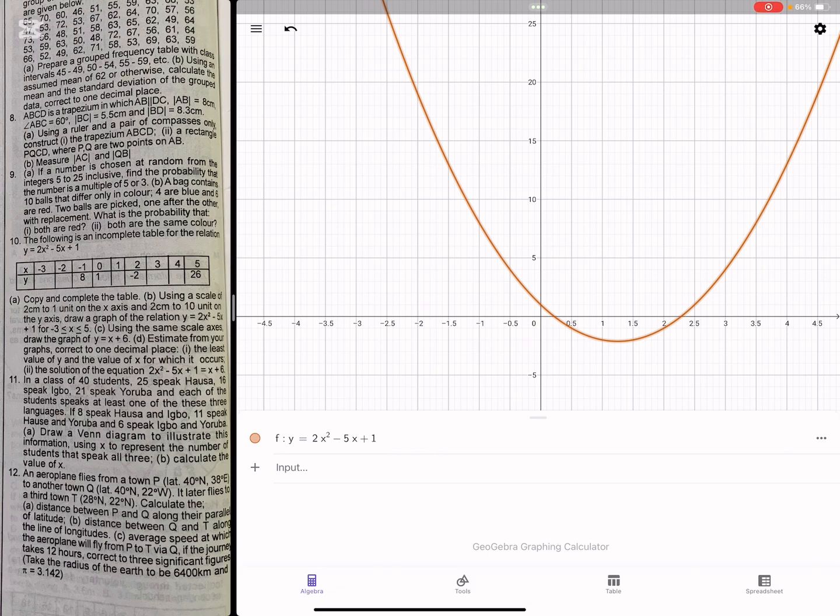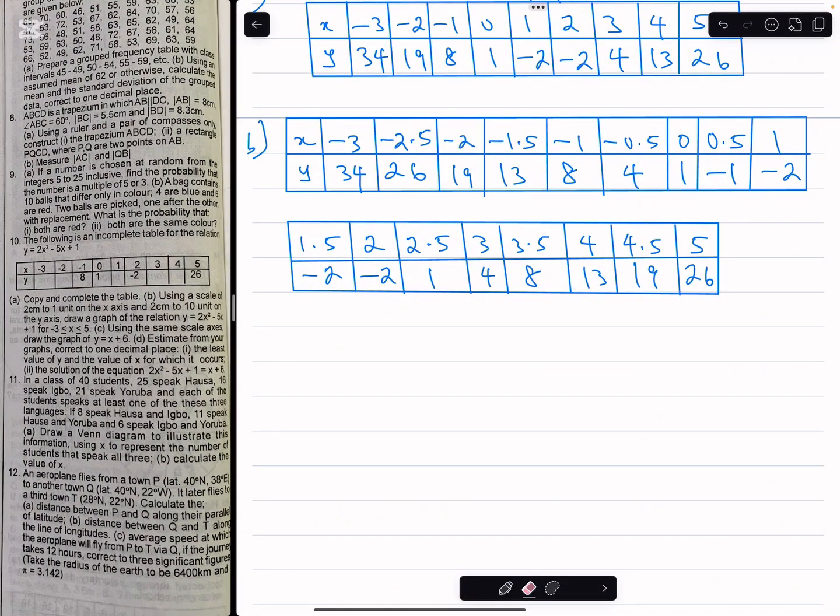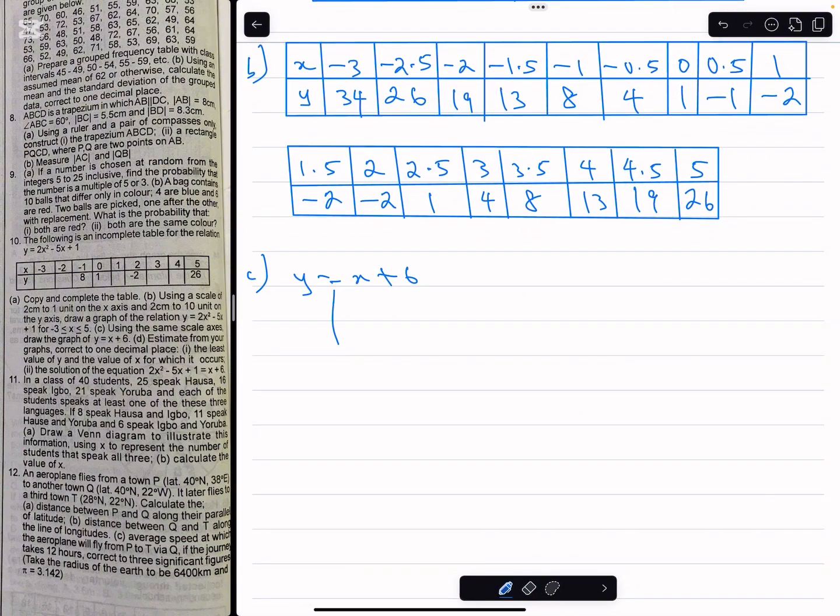Now question C says, using the same scale, draw the graph of y equals x plus 6. What you do here is you go to your table. You can make a table of values for y equals x plus 6. Just choose any 3 or 4 values of x and find the corresponding values of y for it. I'm just going to do -1, 0, and 1. So you draw the graph of a straight line that represents that.